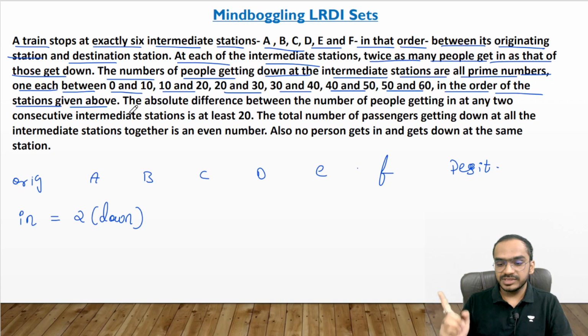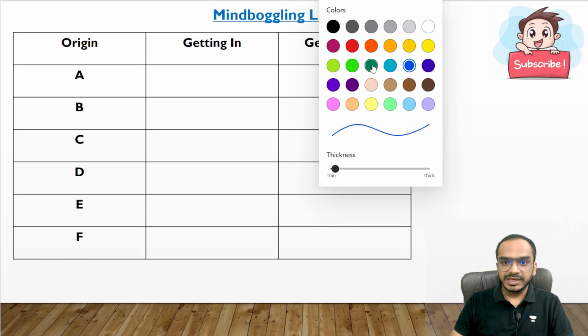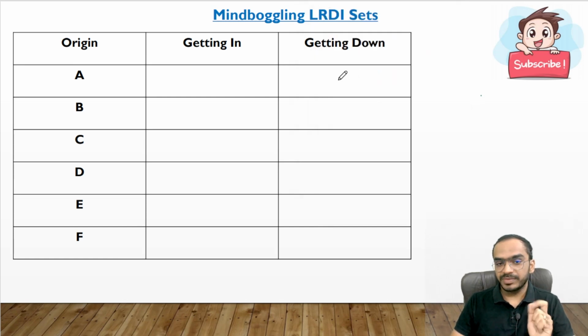These are the number of people getting down at the intermediate stations in the order given above. So if we draw a table, it is origin, A, B, C, D, E, F, with the number of people getting in and getting down. Getting down is a prime number between 0 to 10. What prime numbers can we get between 0 to 10? We can get 2, 3, 5, and 7.